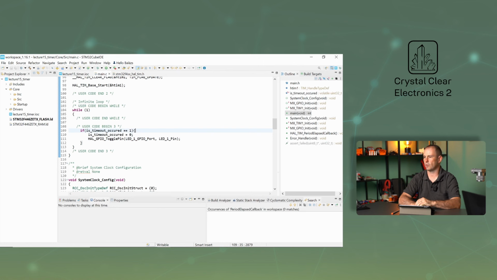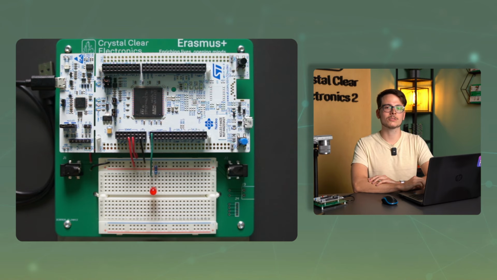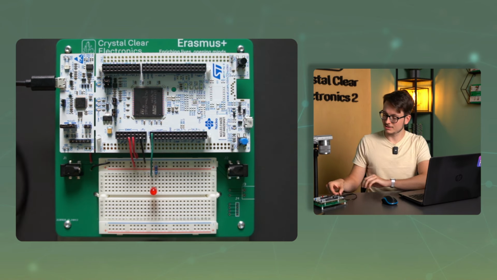In this case, we will ensure that the flag is reset, so that next time we only intervene when our set timer has elapsed again. Then, we change the state of LED1 to the opposite. We're done. Let's upload the code to our microcontroller. Let's see.